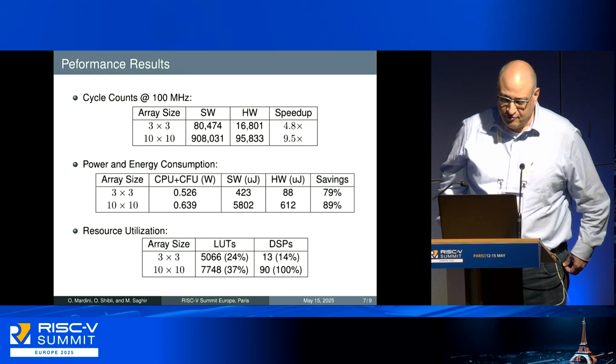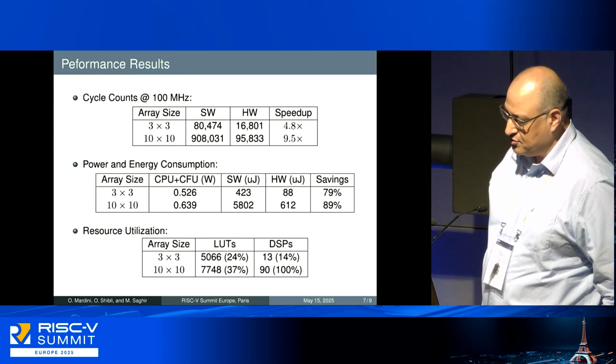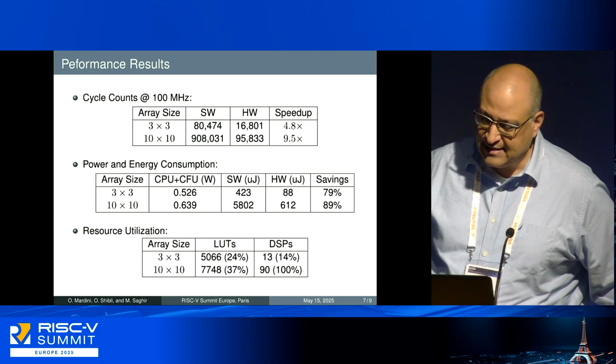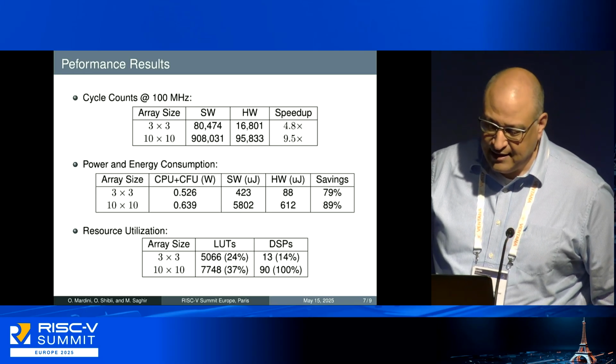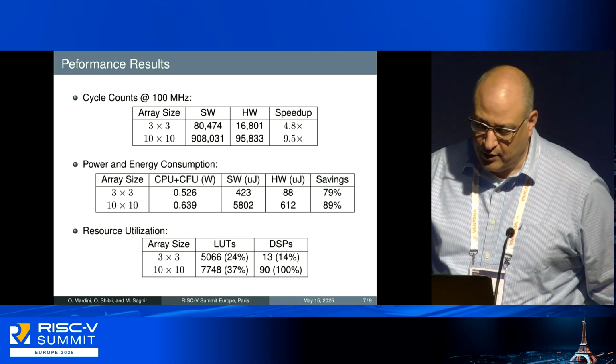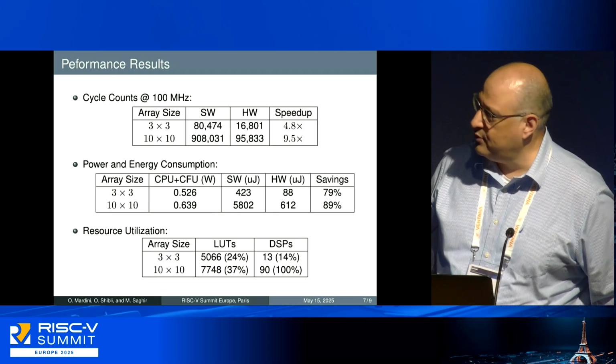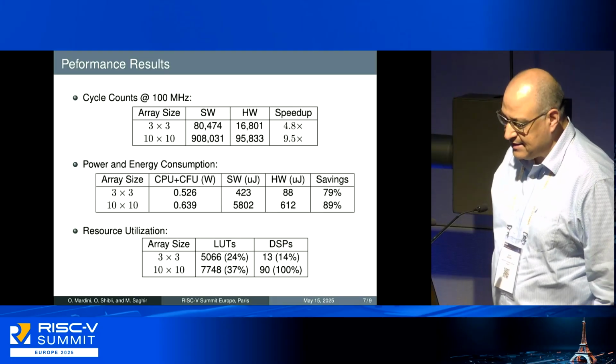Okay, here are some of our performance results. So we tried two different array sizes, 3 by 3 and 10 by 10. For 3 by 3, we see a speedup of about 5 times, and for 10 by 10, we see a speedup of about 10 times.